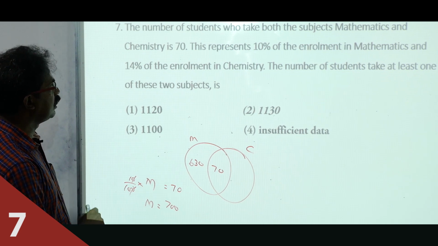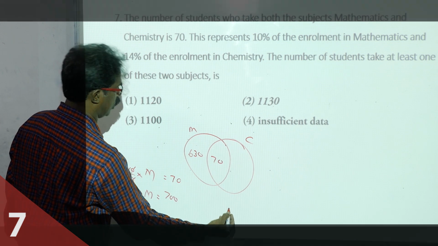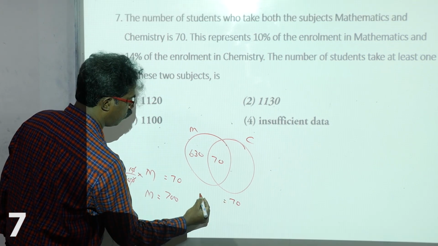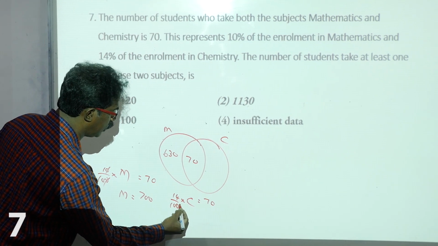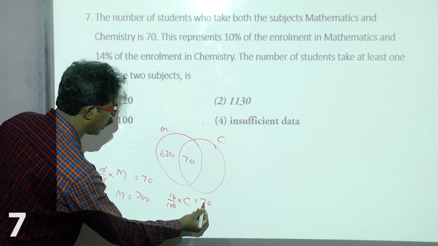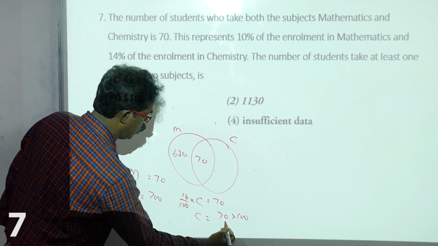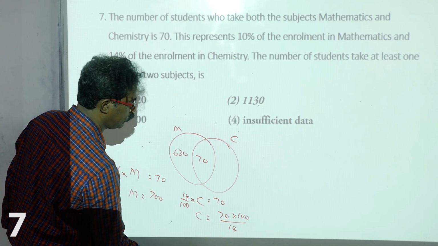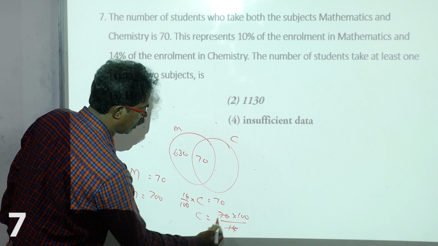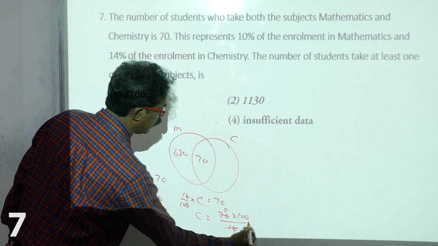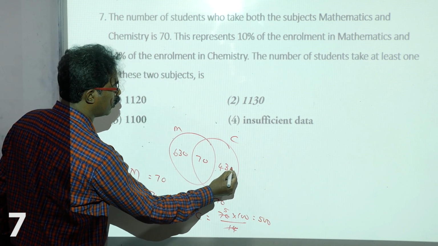And the same 70 is 14% of those enrolled in chemistry. So if you cancel, C is equal to 70 into 100 by 14. If you simplify, you get 5 times, so you get 500. Already 70 are counted, so the balance is 430.